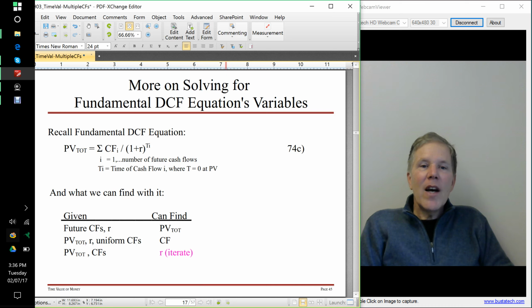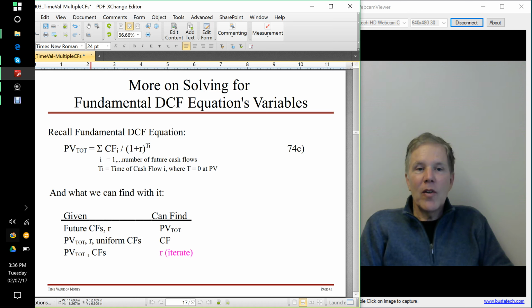All right, so now I want to go a little bit more into why, when we're solving for R with multiple cash flow problems, this is difficult. So let me get right into that. Here's our fundamental discounting equation. And remember, if we know the future cash flows and the interest rate or discount rate, we can solve for the PV tote. We've done that 3 times now, so that should be very familiar.